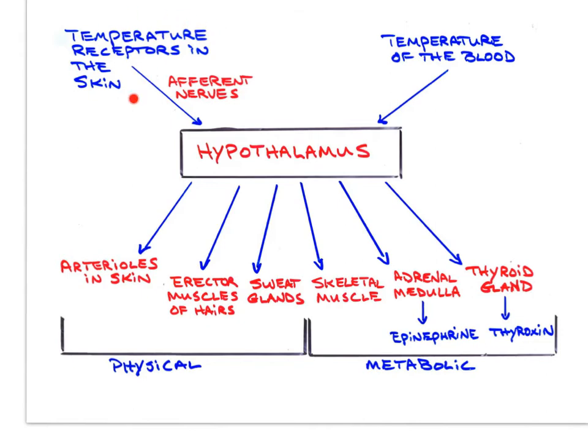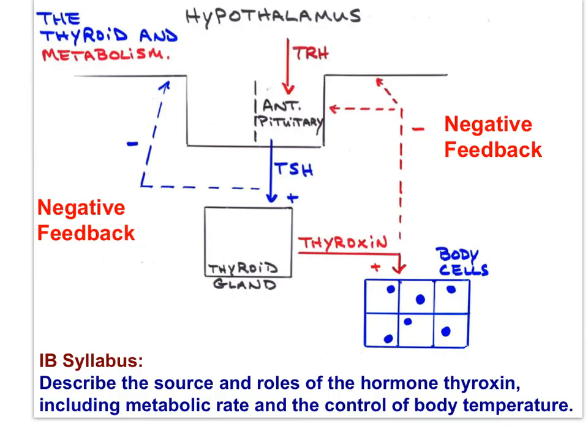Temperature receptors in the skin and in the blood send signals to the hypothalamus. In turn, the hypothalamus sends nervous signals to blood vessels, to body hairs, to sweat glands, and to muscles. And through the anterior pituitary, the hypothalamus results in the release of thyroxine from the thyroid gland. Thyroxine increases cell metabolism. In this slide, you can see the negative feedback processes related to thyroxine release.